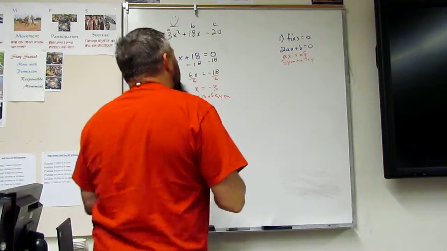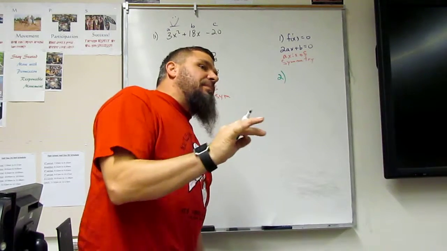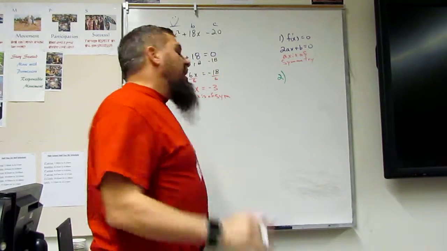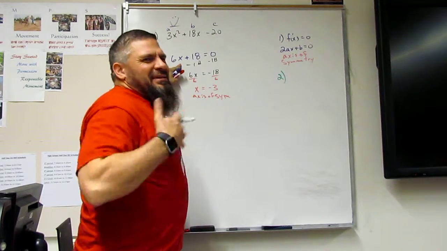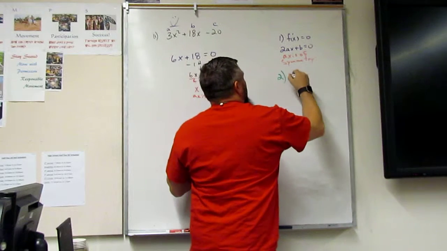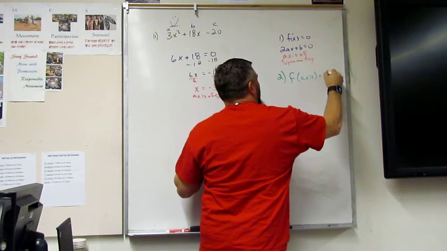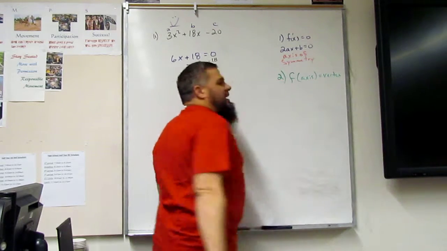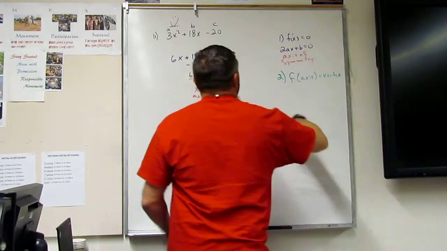And the second step is probably the hardest step, honestly. A lot of students have trouble with this step for some reason, but to me it's not the hardest step. The hardest step is this: f of the axis equals the vertex. And all that means is that I am just plugging it in.